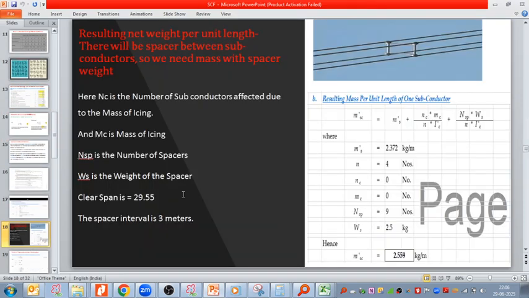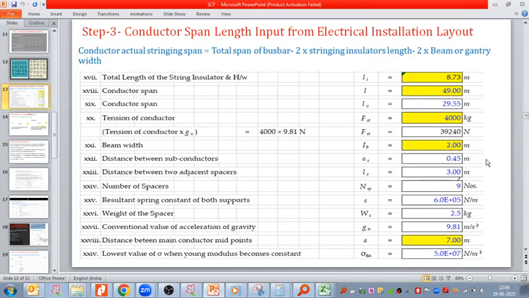What I mean by that, again taking this example: from one conductor to the next conductor, this is 4 conductors per phase. From one conductor to the next, the gap is 450 millimeter. This is a standard gap that we take. So 450 millimeter, which is 0.45 meter, is my conductor to conductor spacing that we are mentioning here as an input.